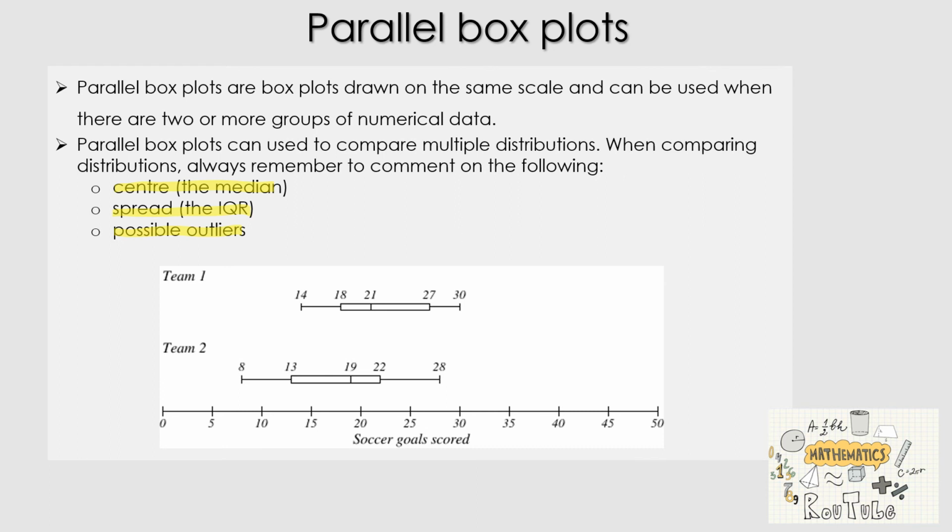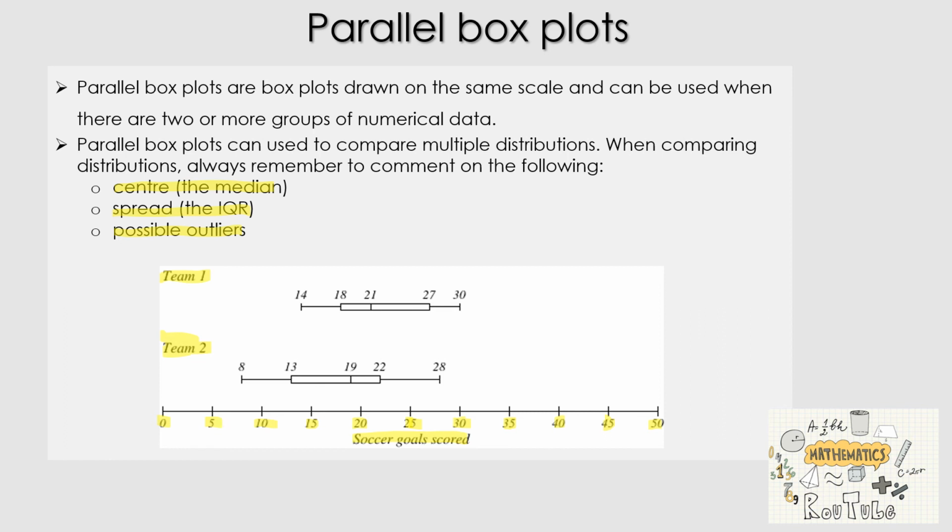So we have a look at this parallel box plot, and it's all about soccer goals scored for 2 teams. We've got our axes labeled as soccer goals. We've got a clear scale, increasing by 5 each increment, so make sure there's an even distance between each value. And then, like I said, each box plot is labeled with team 1 and team 2, or whatever the case may be in the question. And then we've got our 5-figure summary clearly being able to be identified.